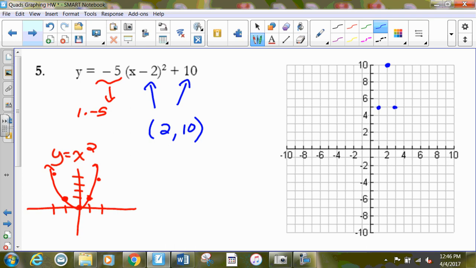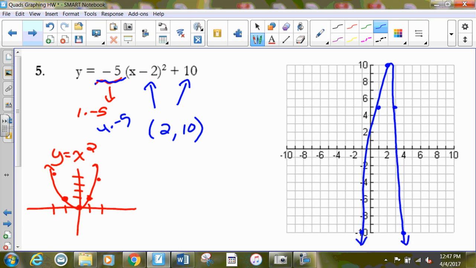And then same thing, my second point, when I go 2 to the right, I usually go up 4, but no, there's a negative 5 there. So negative 5 times 4 is negative 20, which, okay, I'm going to go over 2 and down negative 20, and where's that put me at? Negative 10. Same thing, I'm going to go to the left 2. Normally I go up 4, but this time there's a negative 5 there. So 4 times negative 5 gives me my negative 20. So I go down, there we go. It's a nice, crazy quadratic.